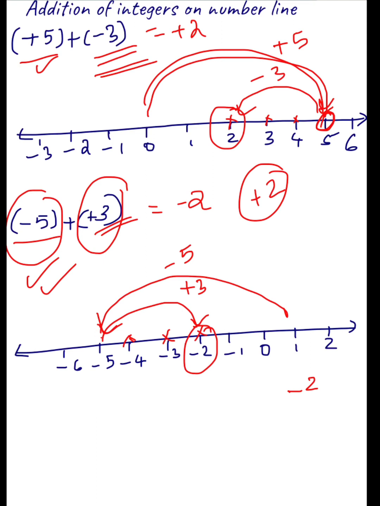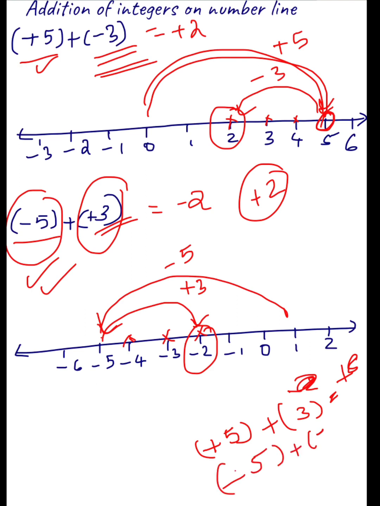So from all this you understood one thing, that when two positive integers are added, we get a positive integer itself. That is the first case. That is when you added plus 5 and plus 3, then what did you get? You got plus 8. Similarly, when two negative integers, that is minus 5 plus minus 3, then what did you get? You got minus 8. That is another negative integer.